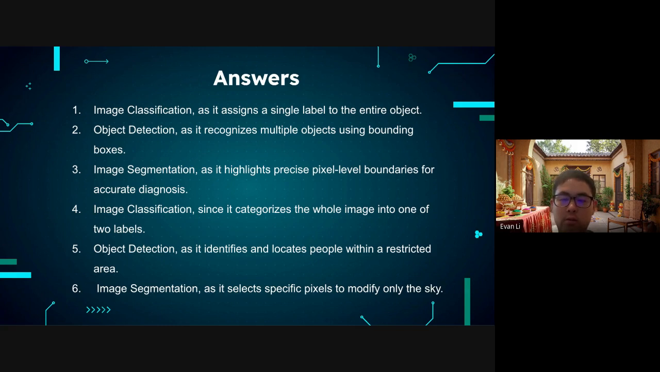The third scenario, where a medical tool highlights the precise boundaries of a tumor in an MRI scan, is a perfect example of image segmentation. The key here is the emphasis on highlighting the precise boundaries at the pixel level.